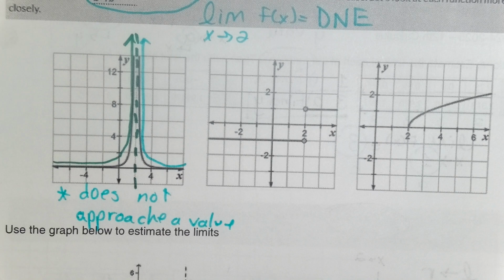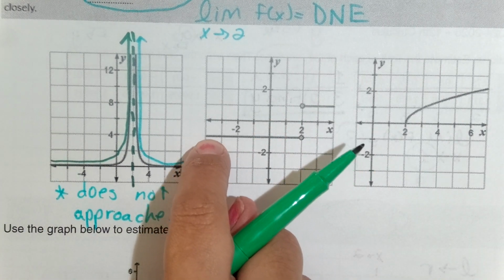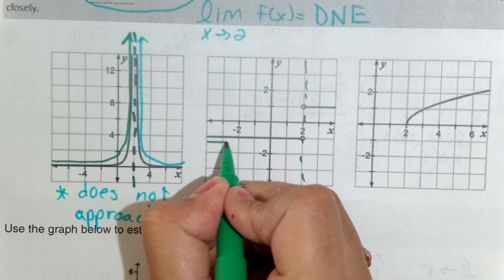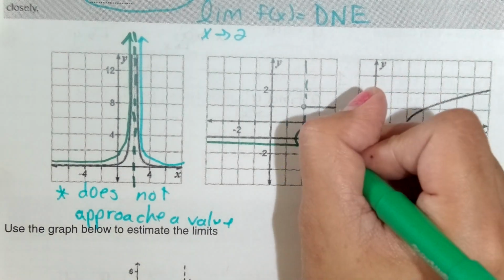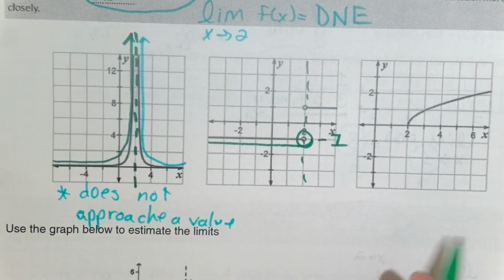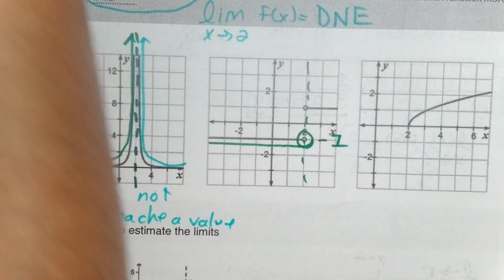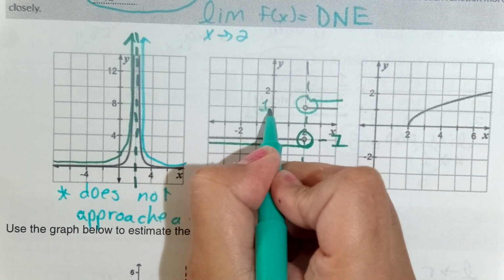Okay. So now let's look at the next one. This one does not exist, and I'll show you why. Am I going too fast? Anybody? Okay. Here's 2. I'm going to start at the left side of my graph, stop, and circle my value. This value is -1. Then I'm going to do the right side of my graph and circle it. This value is +1.